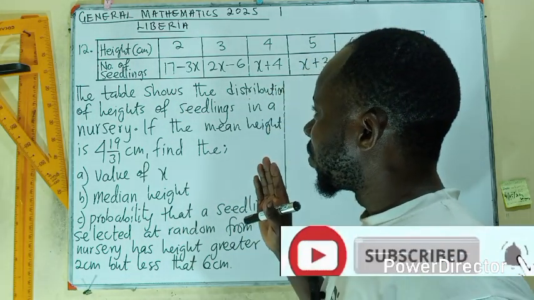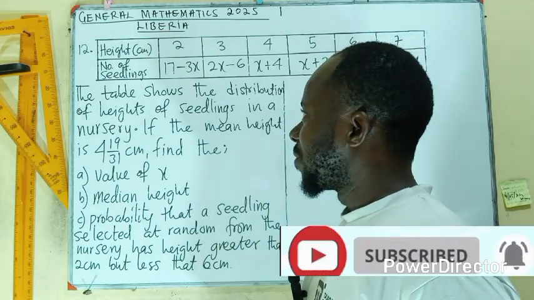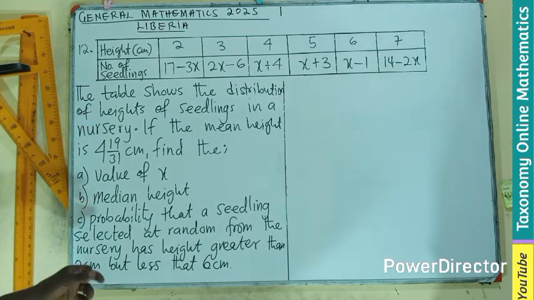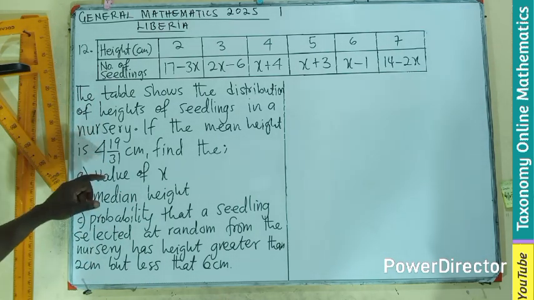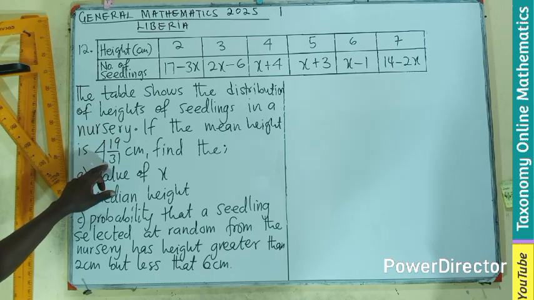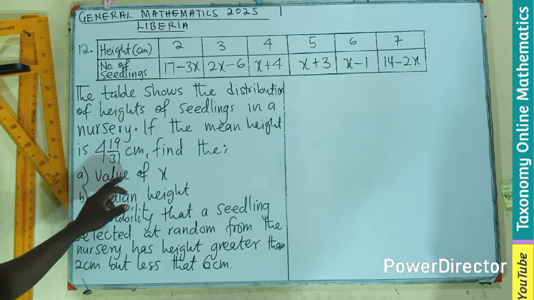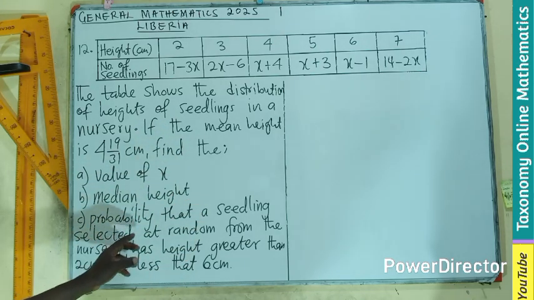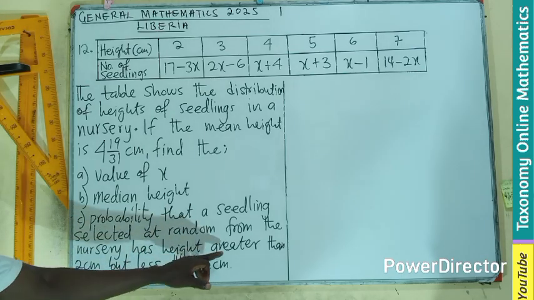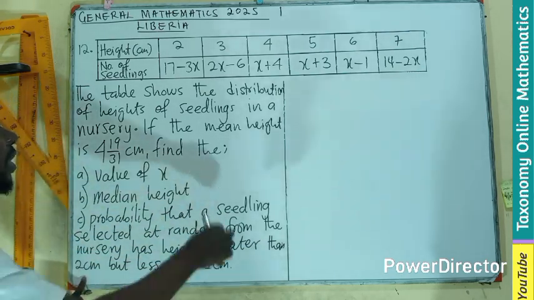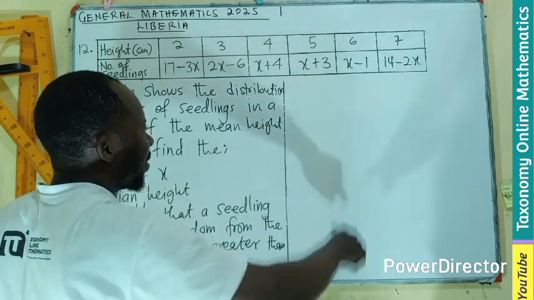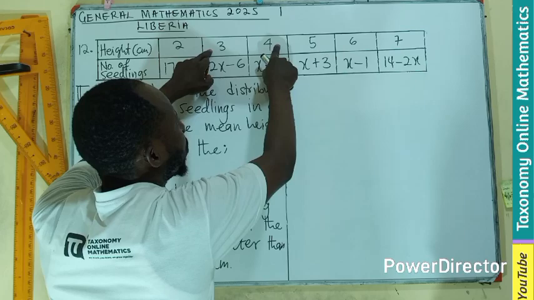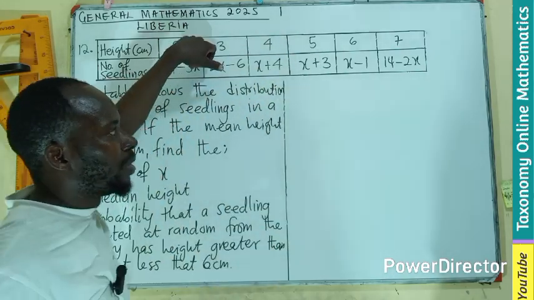We have question 12, the height in centimeters, the number of seedlings. The table shows the distribution of height of seedlings in a nursery. If the mean height is given as 4 whole number 19 on 31 centimeters, we have to find the value of x, find the median height, then the probability that a seedling selected at random from the nursery has a height greater than 2 centimeters but less than 6. So this is what we are going to be dealing with.